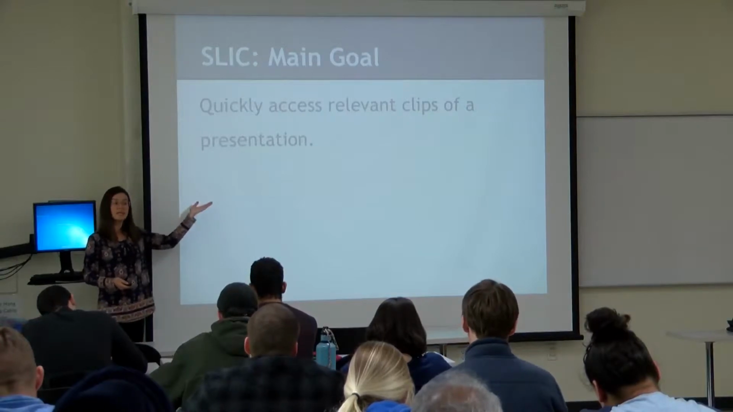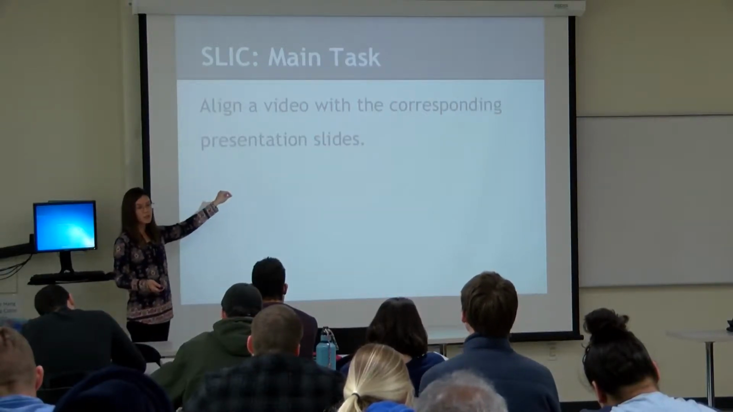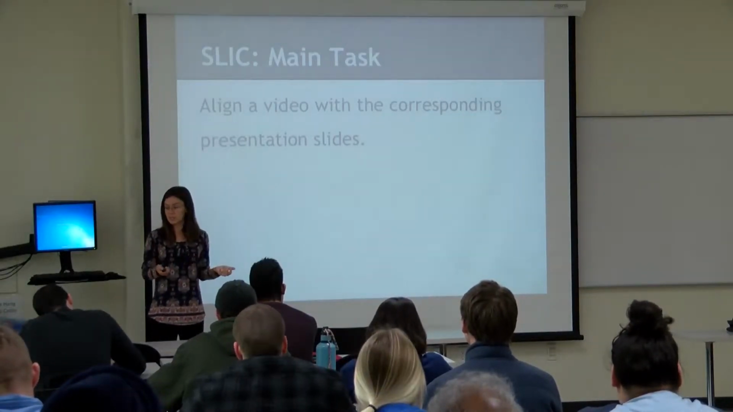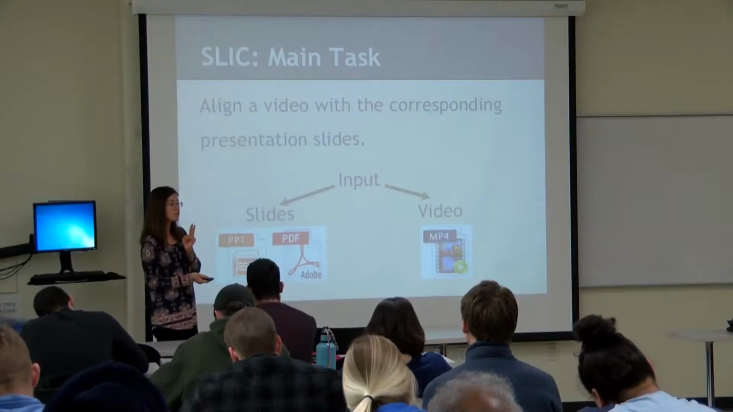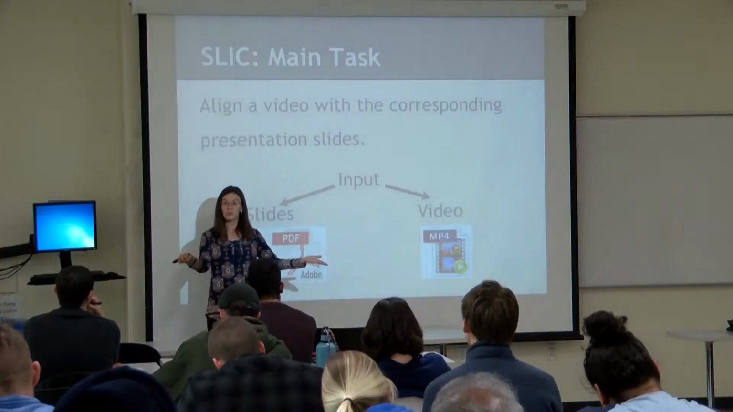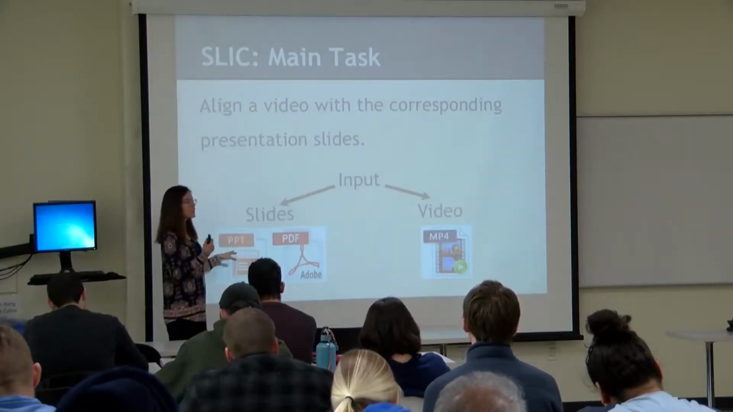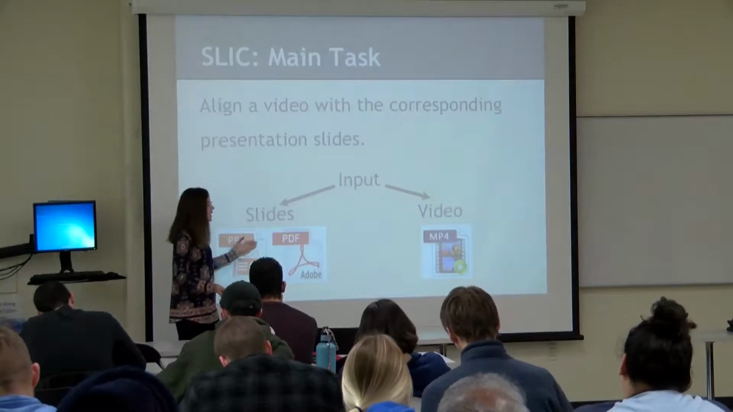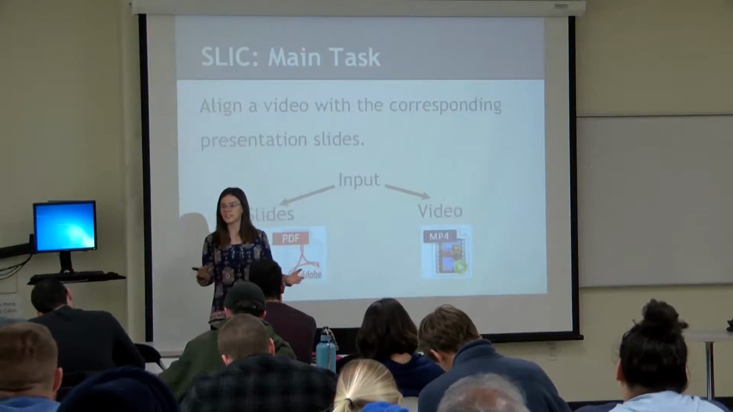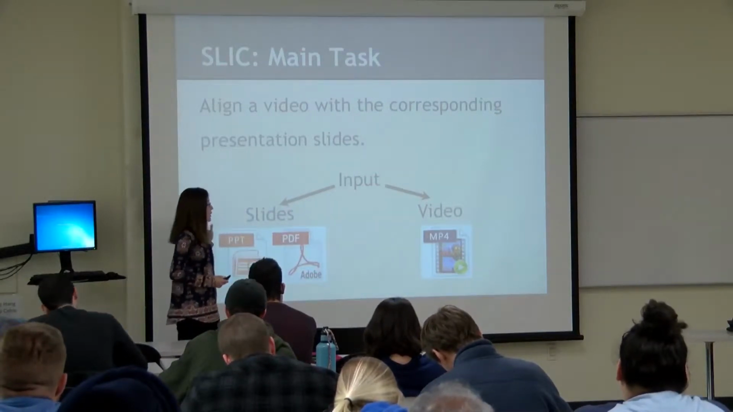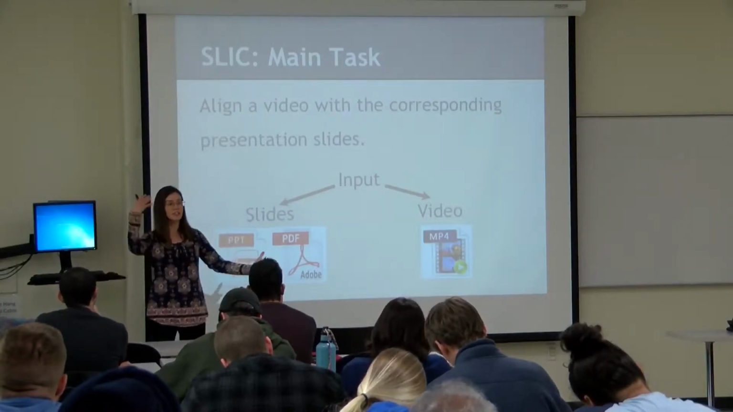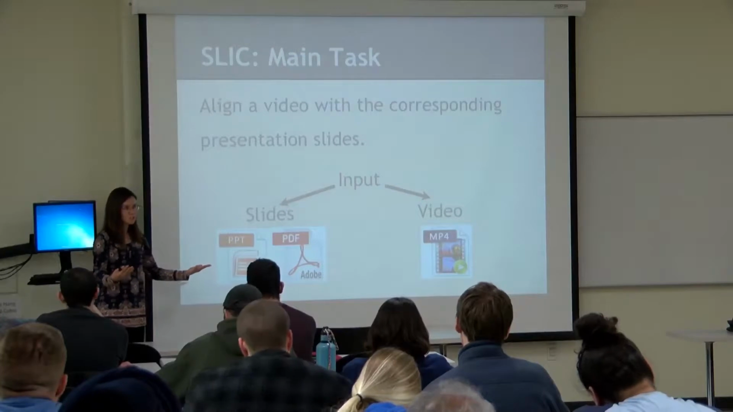Which then turns into a main task: we want to align the video with the corresponding presentation slides. This alignment means that we only need two inputs: the slides that you used during the talk and the video, the recording of that. The slides we can convert easily into images, and the video is essentially also a sequence of images played back at a particular rate, usually 30 frames per second. So we have images on one side, images on the other side, and the task becomes how do we match these images to the other images.